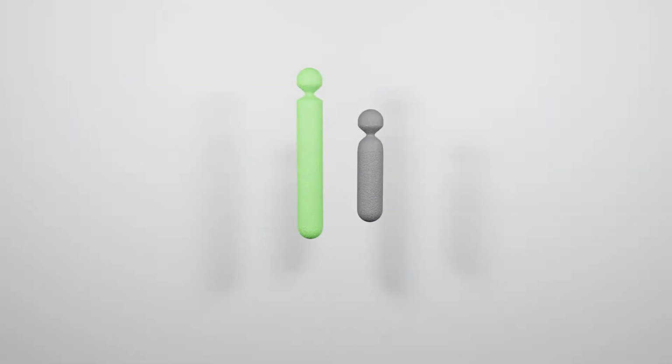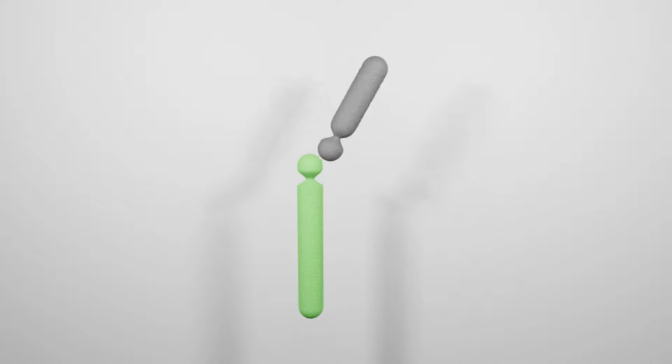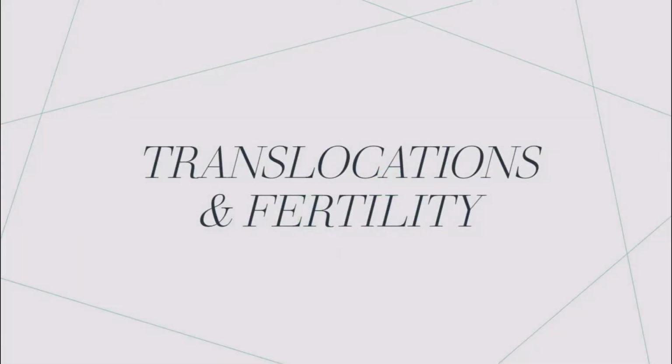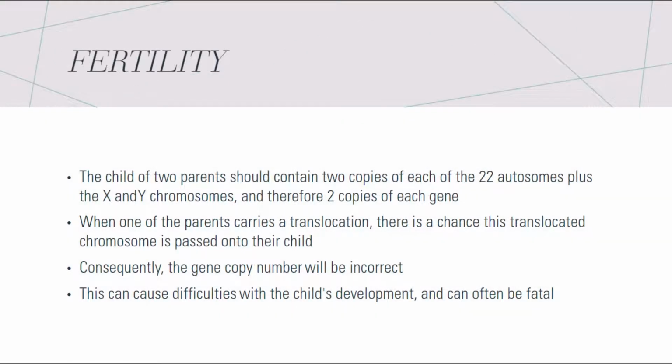Here we see two acrocentric chromosomes. The centromeres of both chromosomes make contact and both discard their respective P-arms, allowing the centromeres to fuse and one large chromosome to form. While translocations rarely impact an individual, problems often arise when a translocation carrier tries to have children. Normally, the child of two parents should contain 2 copies of each of the 22 autosomes, plus the X and Y chromosomes, and therefore 2 copies of each gene. However, when one of the parents carries a translocation, there is a chance this translocated chromosome is passed on to their child. As a result, the gene copy number will be incorrect, which can cause difficulties with the child's development and can often be fatal.